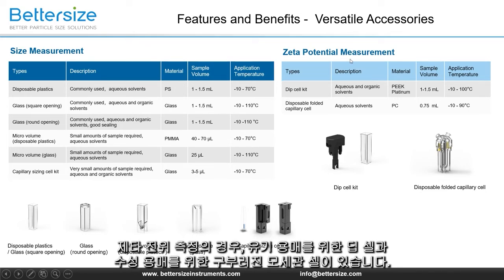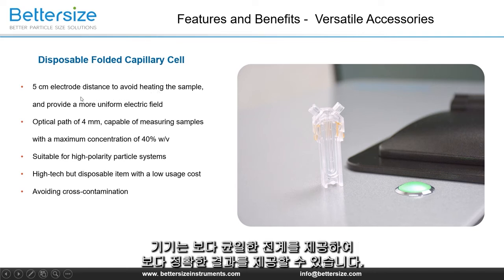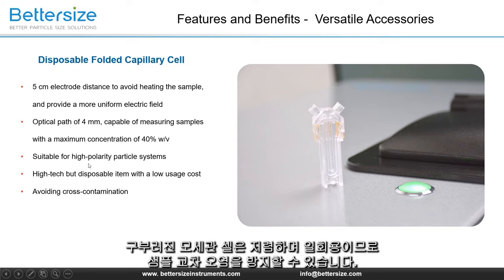For Zeta potential measurement, the deep cell for organic solvents and folded capillary cell for aqueous solvents are here for you. The folded capillary cell provides excellent repeatability of Zeta potential measurement. With the help of it, the instrument can provide a more uniform electric field and thereby more accurate results. It's only 4 ml thick and able to measure high concentration samples, up to 40% weight per volume. The folded capillary cell is disposable with the low cost, therefore the sample cross-contamination could be avoided.